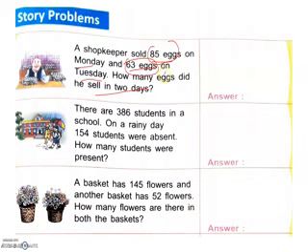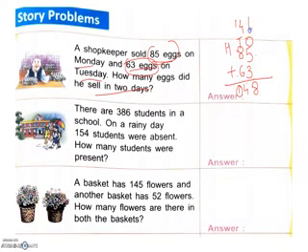Yes, we have to add, to find the total of how many eggs he sold. So addition, 85 plus 63. On Monday 85 and on Tuesday 63. Ones place, tens place. 5 plus 3 is 8. 8 plus 6 is 14. 14 tens, which means this 1 is in the hundreds place and this 4 is in the tens place. So 148 is the answer.